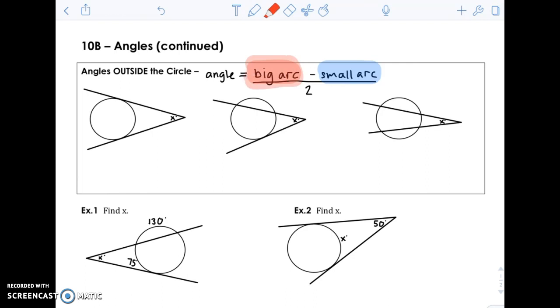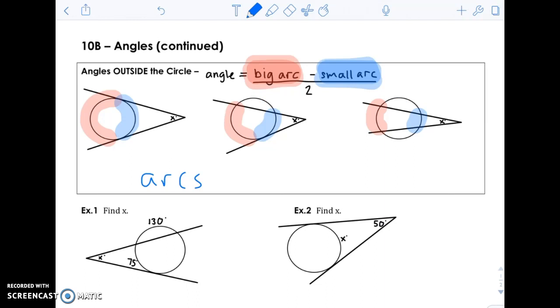So this big arc right here will be this one. In the second picture, it will be this one. In the third picture, it'll be that one. If we go to find the small arc in each picture, this is your small arc, this one is your small arc, and this one is your small arc. Notice the arcs you're picking are only going to be inside the secants and the tangents. So you're not going to pick this one, you're not going to pick this one, and you're not going to pick this one. Only the ones inside the angles themselves.